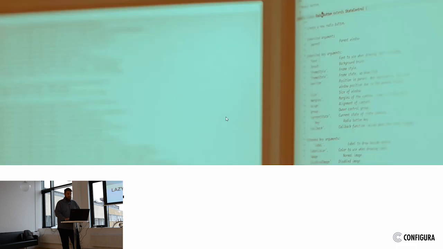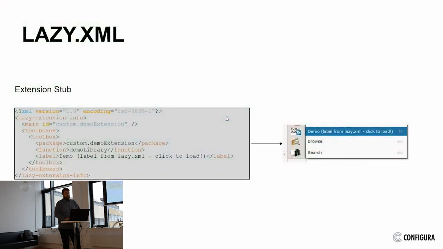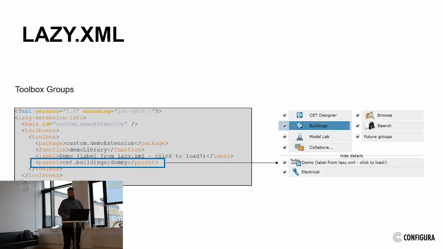And take a quick look at the lazy.xml. So this is a really simple example of lazy.xml, which we create extension stubs for. It doesn't contain much. You need lazy extension info, main ID, and then your toolboxes, for which you need to add the package and the function to actually build your toolbox. And then a label would be nice. But you can do some additional things. If you need to group your toolboxes, you can easily do it through the lazy.xml.